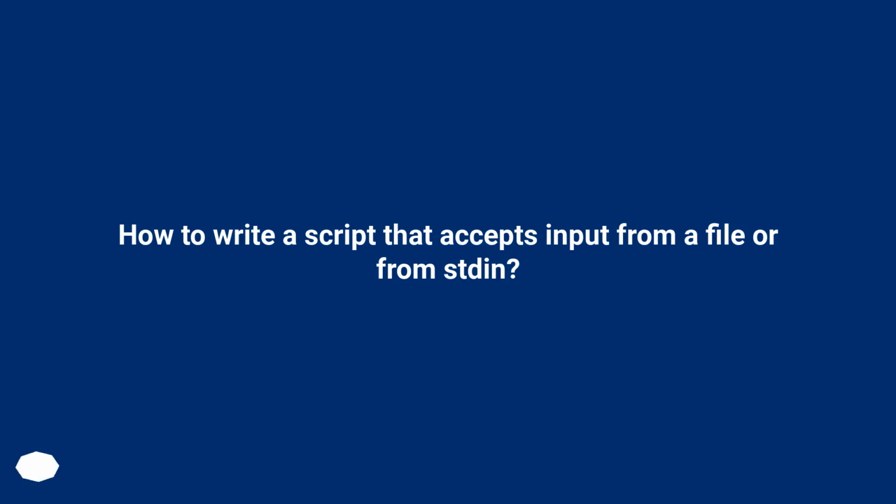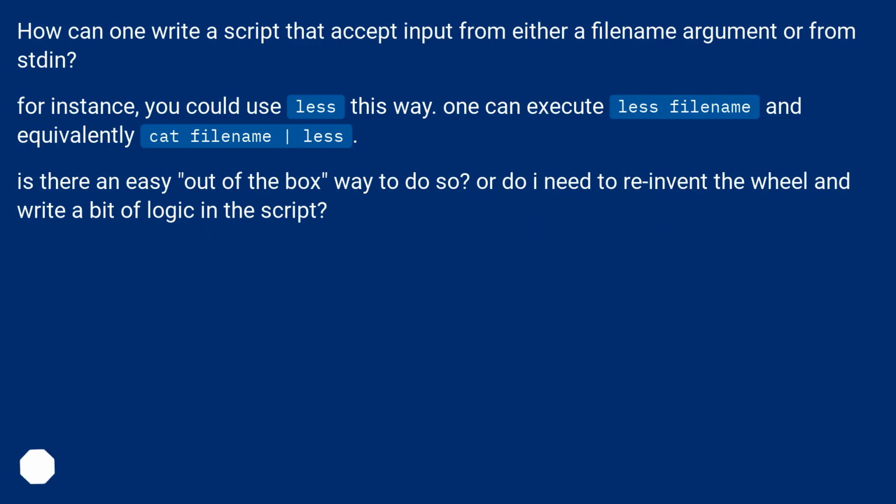How to write a script that accepts input from a file or from stdin. How can one write a script that accepts input from either a file name argument or from stdin? For instance, you could use less this way. One can execute less filename, and equivalently, cat filename | less. Is there an easy out-of-the-box way to do so, or do I need to reinvent the wheel and write a bit of logic in the script?